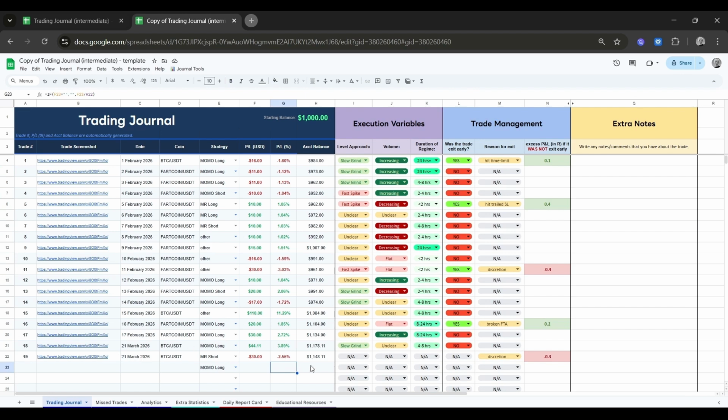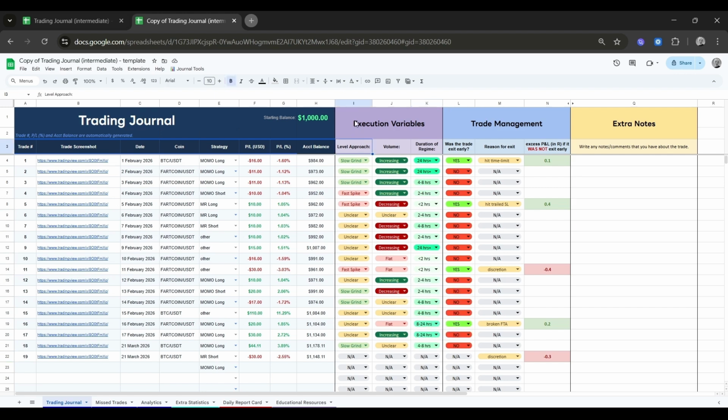Okay, so for every single trade that you take, we are going to measure how did price approach your entry level for every single trade. So did it slowly grind into the level? Did it do a fast vertical spike into the level? Or was it unclear or hard to read? Then we've got the volume. Was the volume increasing before your entry? Was it decreasing before the entry? Was it flat or unclear? And we've also got the duration of the regime. So how long of a regime were you working with on the left-hand side of the chart before your entry?